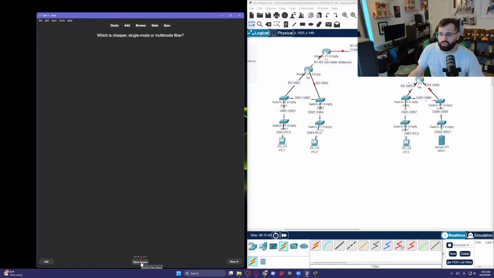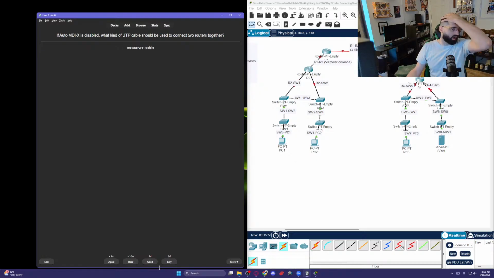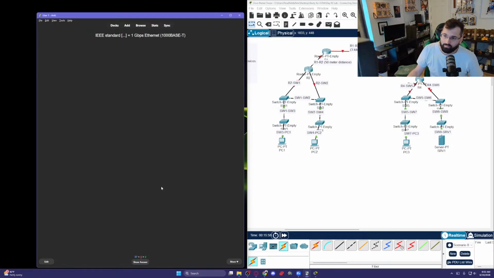Okay. Which is cheaper, single mode or multi-mode? Multi-mode. If MDIX is disabled, what kind of UTP cable should be used to connect two routers? Crossover. Man, okay, I'm so glad that I know that now, because I've always struggled with that.